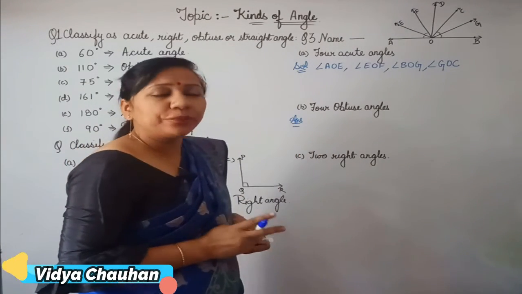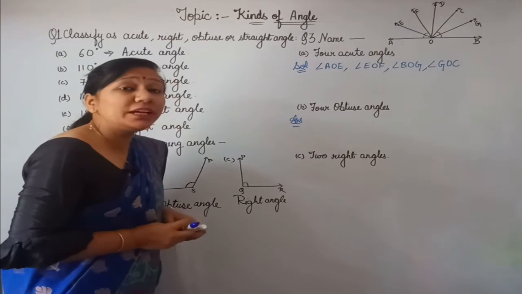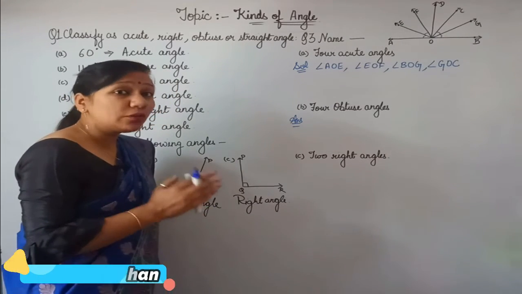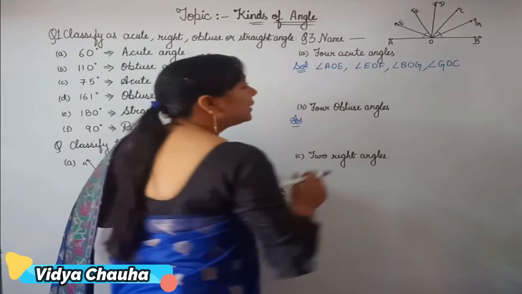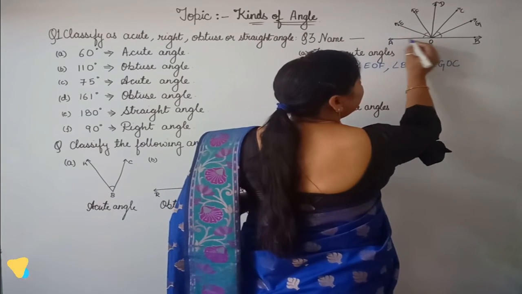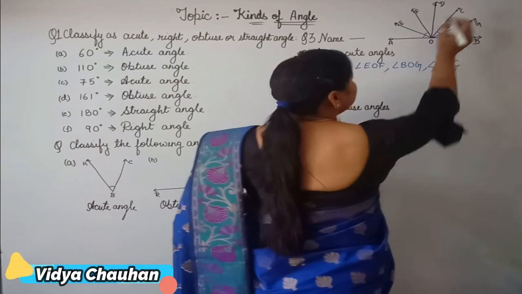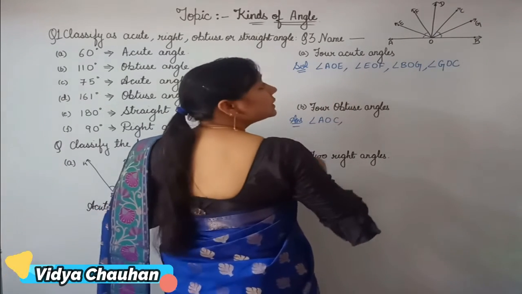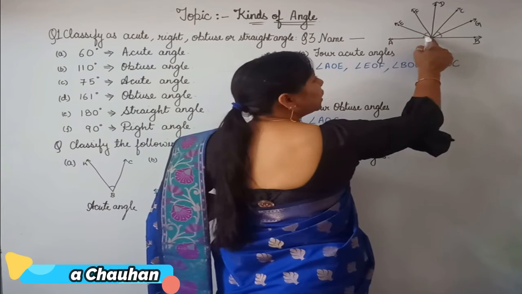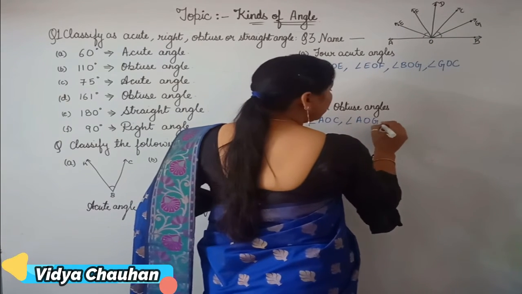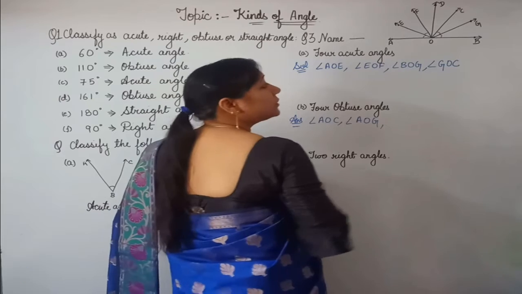obtuse angles. Obtuse angles whose measurement is more than 90 degree. That means the angle value greater than 90 degree. So if I talk about 4 obtuse angle, angle AOC. So this is our first obtuse angle, angle AOC. Then AOG, angle AOG, that is also an obtuse angle.